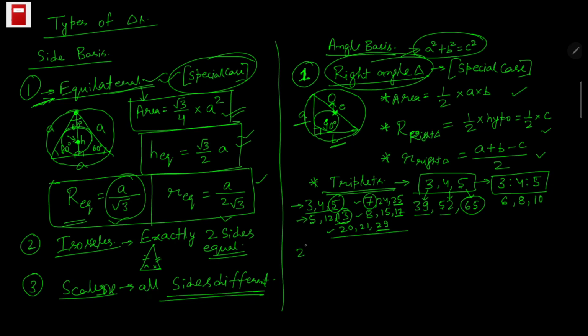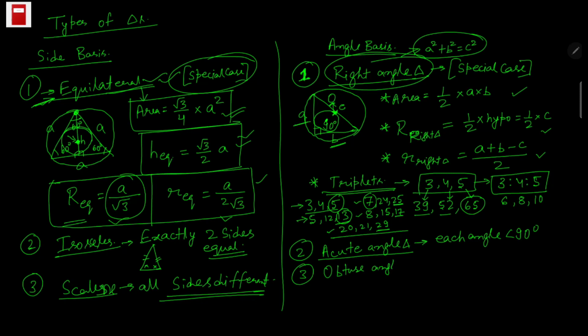Then the second one is acute angle triangle. I'll put them directly. What is important in acute angle triangle is to understand that each angle should be less than 90. Each angle should be acute. And the third one is obtuse angle triangle, which means one angle is more than 90 degrees.